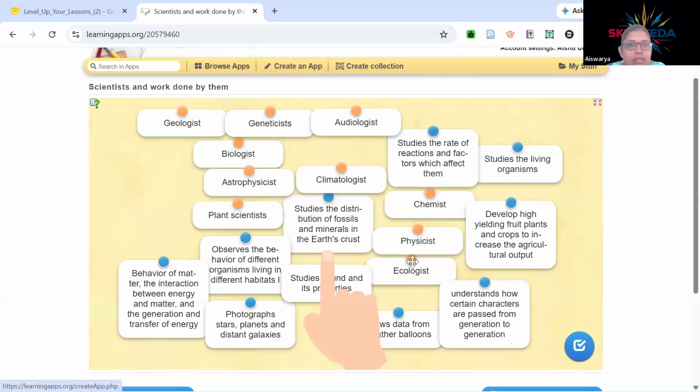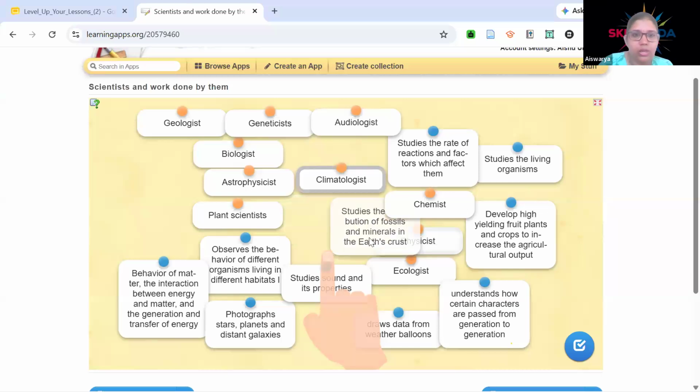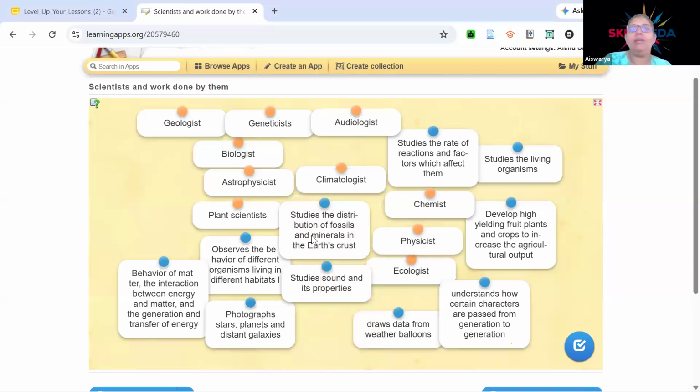Imagine if you are teaching something like this in science. Okay, and climatologist, what does he do? You have to see to that. This is my first time. Let me also see what studies the living organisms, matter, the interaction between energy and matter, photographs of stars. Okay, so climatologist. So you have to do this. You have to drag and match to the correct answer. Okay, so that's how you have to do the mapping.